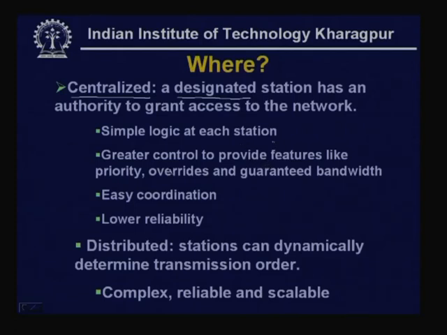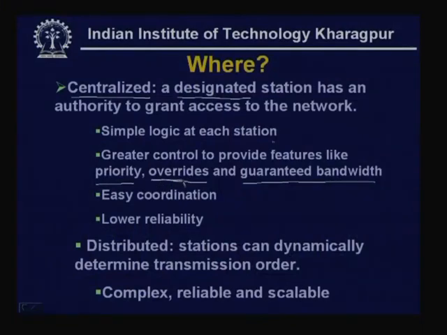And it has another advantage, it is capable of greater control to provide features like priority, overrides and guaranteed bandwidth. By priority we mean, there may be a number of users and some of them have some important data to send. So, the central controller can give priority to a group of users compared to others. Another is, whenever a high priority user tries to send data, a low priority data transmission can be stopped. So, it can be overridden with the help of the centralized controller, and it can also guarantee the bandwidth that can be allowed to each user.